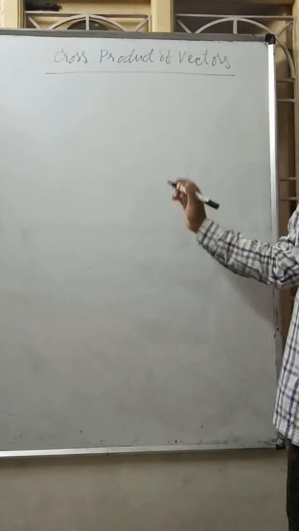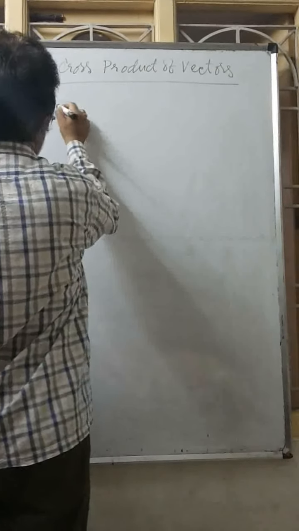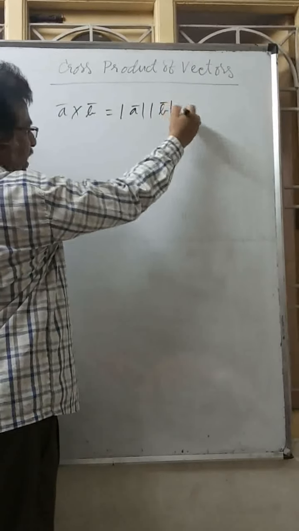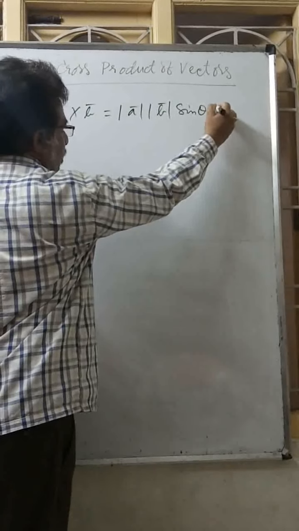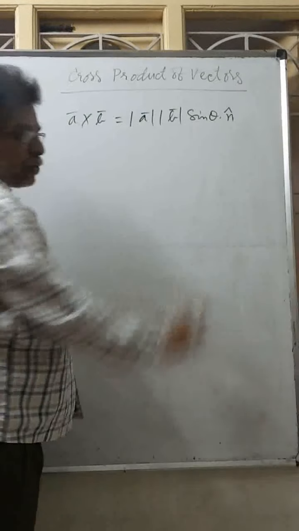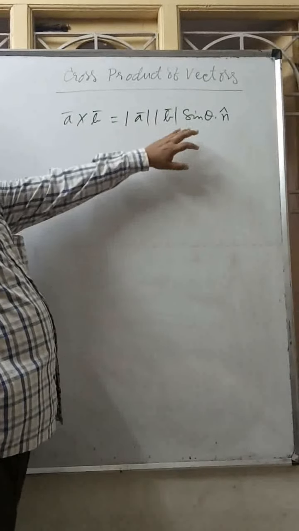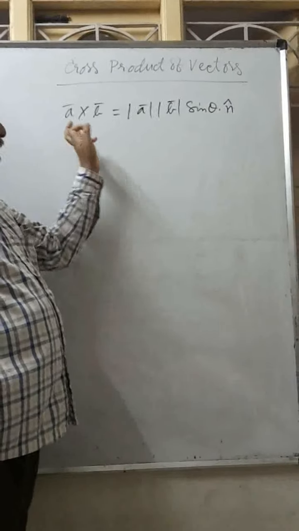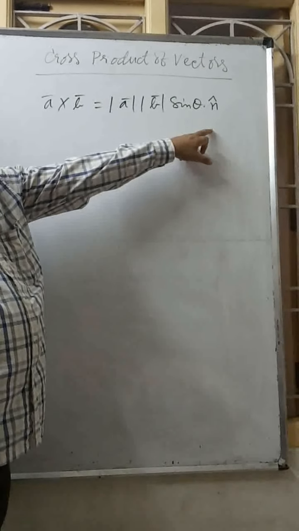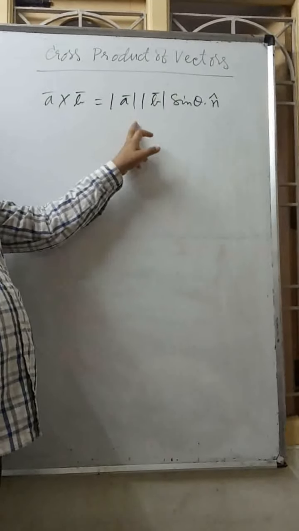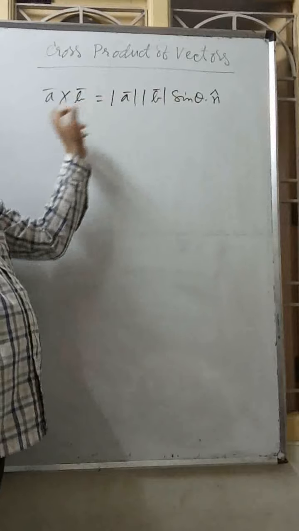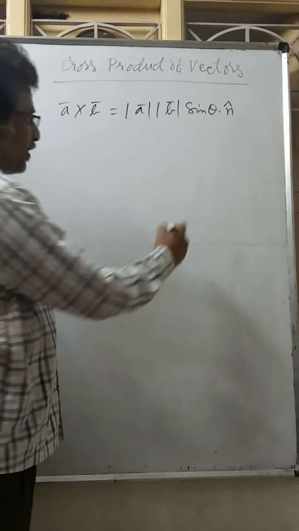Cross product of two vectors: a cross b equal to mod a mod b sin theta into n cap. Mod a cross b equal to mod a mod b sin theta into n cap. Here, n cap is a unit vector perpendicular to the plane containing a and b. Mod a is the length of a, mod b is the length of b, into sin theta, where theta is the angle between a and b.